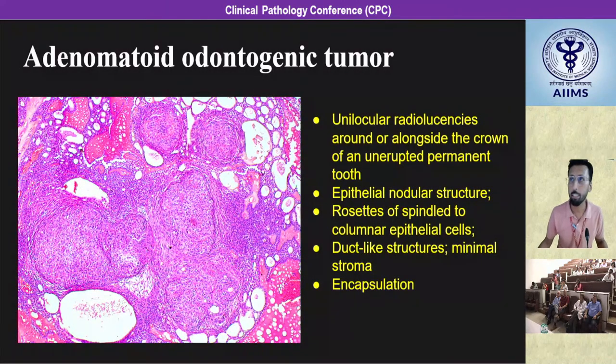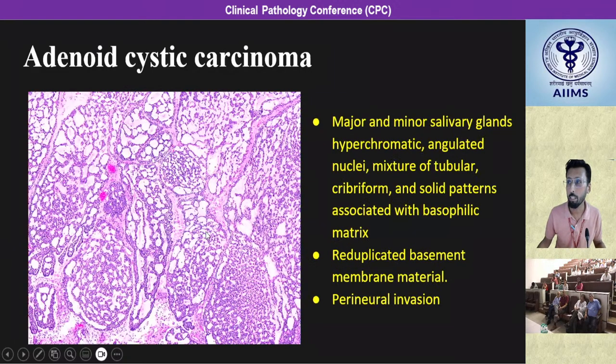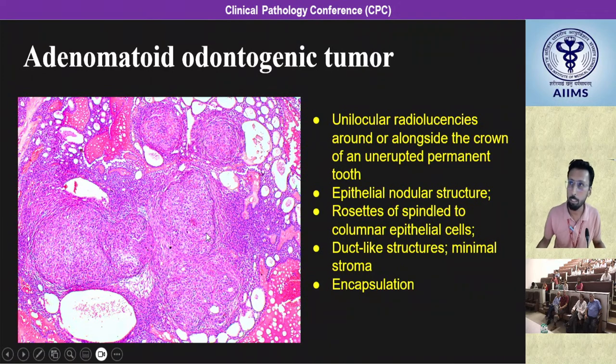Next differential diagnosis is adenomatoid odontogenic tumor. Now this is the histological picture. This tumor is very classical in appearance. It is encapsulated, surrounded by a thick capsule, and it is commonly associated with an unerupted impacted tooth, commonly the maxillary canine and mandibular premolars, which were not seen in our case. So on a clinical basis, we can rule out this tumor. This tumor shows solid epithelial nodules, which can show some cystic areas or rosette formation. Duct-like structures can also be seen. On this basis, we can rule out AOT because there are no follicular areas, and clinically it was not associated with an impacted tooth.